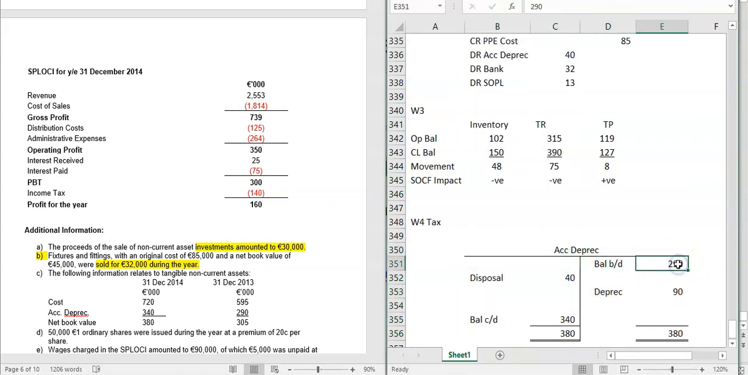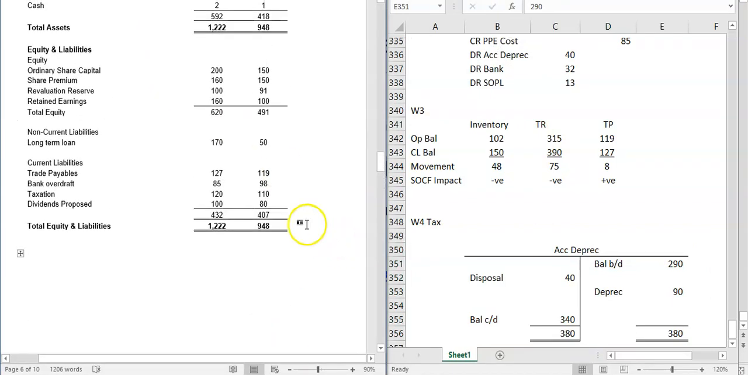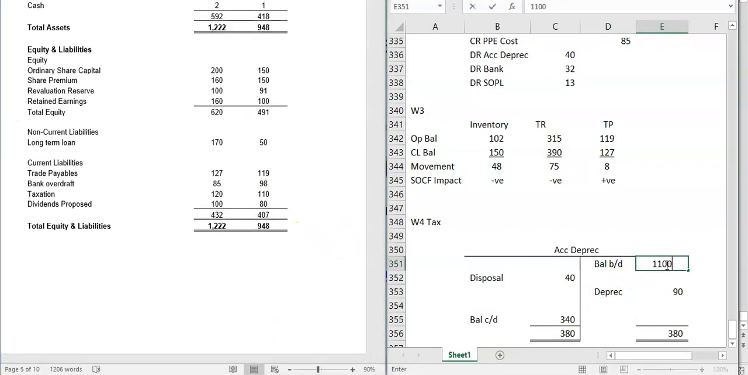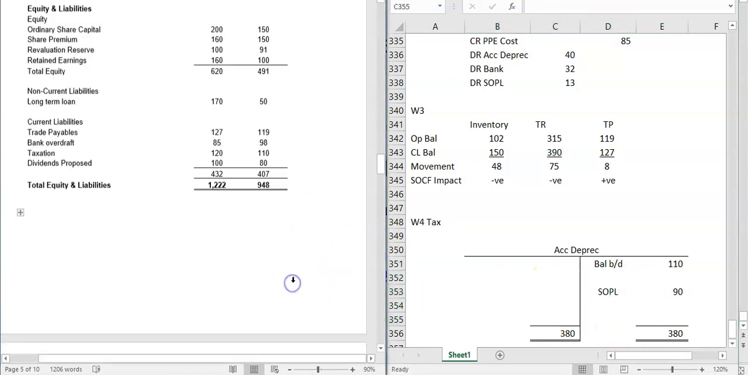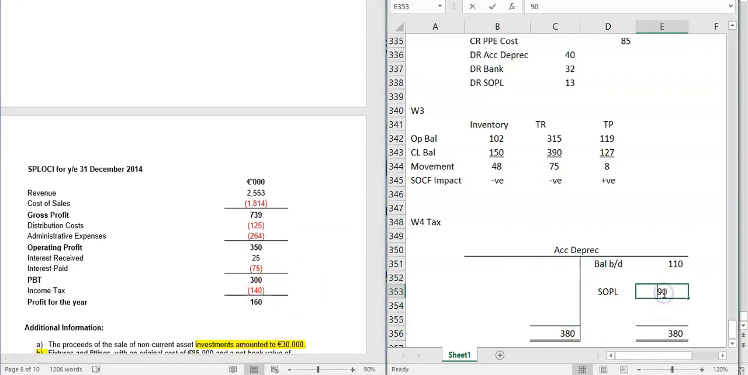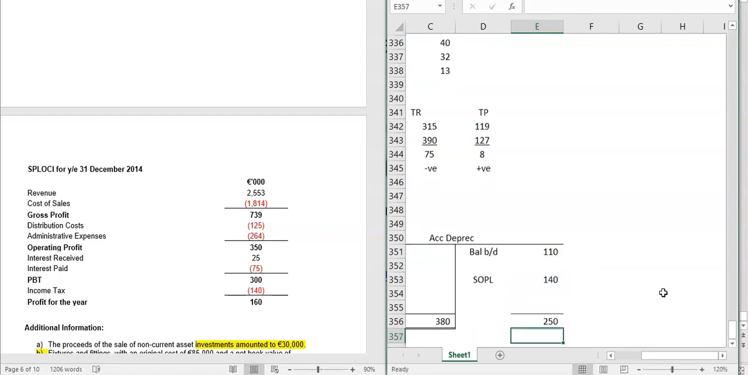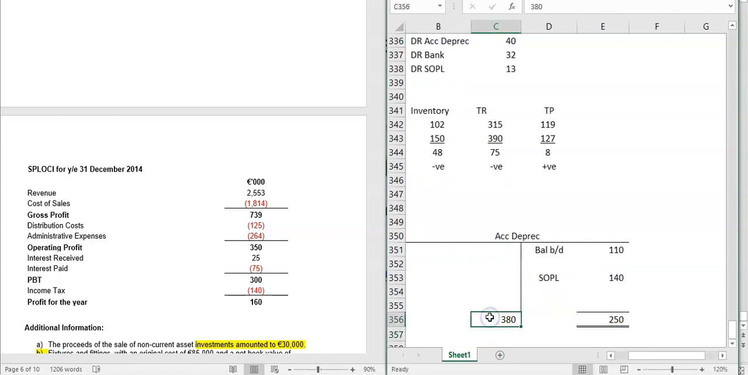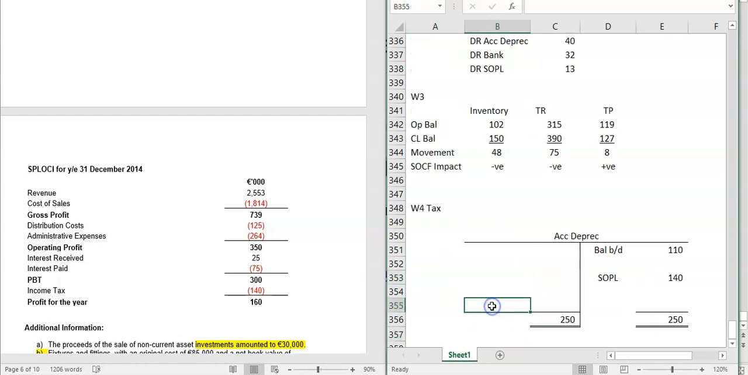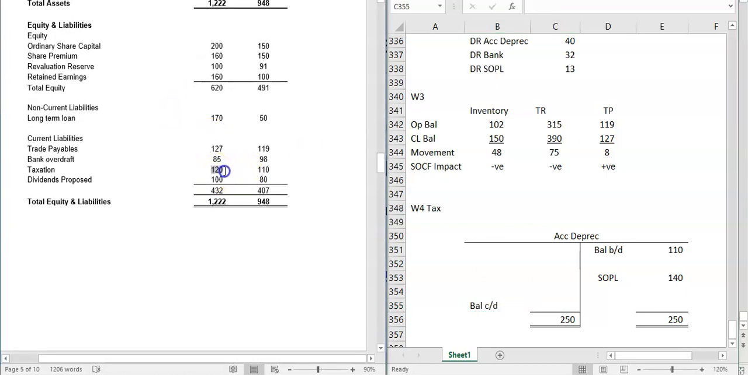So your balance brought down on tax. The opening balance in the tax liability was 110. The statement of profit and loss for the year, look at it here, was 140. So that means if we paid no tax, we should have owed 250 at the end of the year: what we owed at the start of the year, plus what we incurred during the year. However, the balance carried down at the end of the year here was we only owed 120.